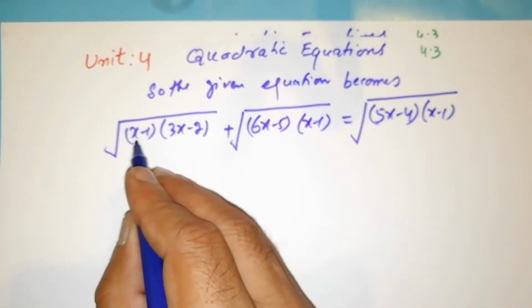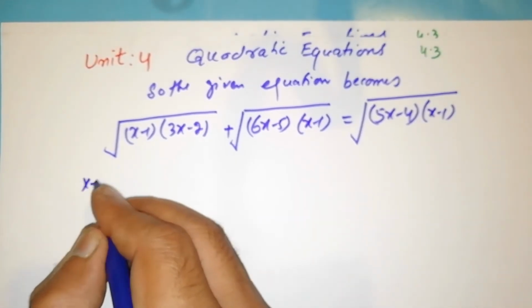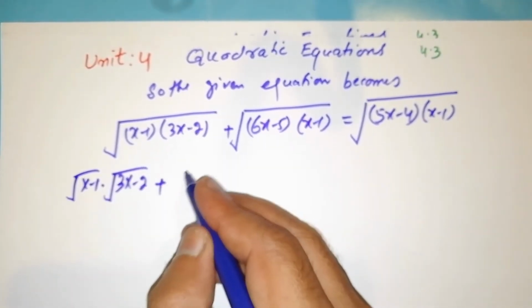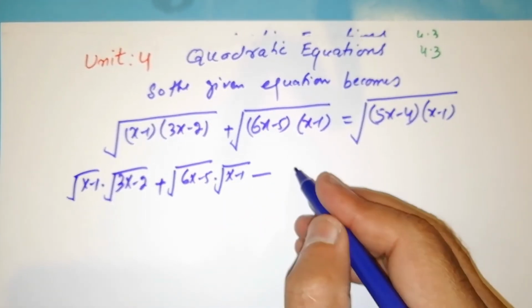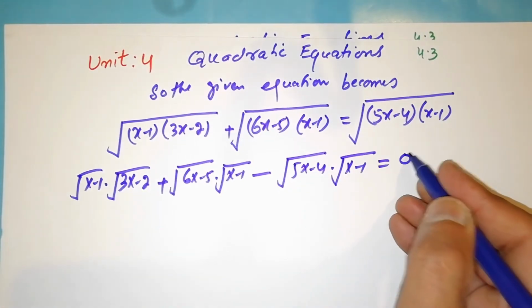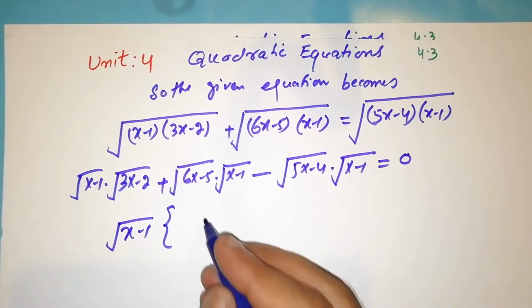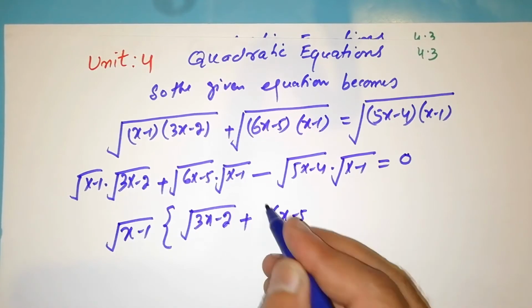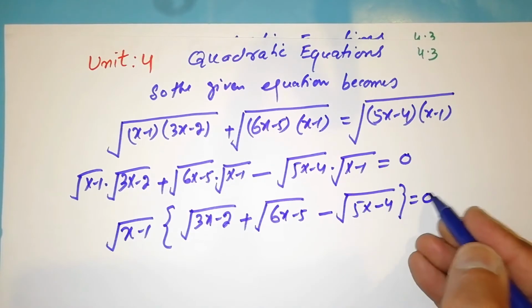So students, see these x minus 1, x minus 1 and this x minus 1, this is the common factor. So we have 3x minus 2 plus 6x minus 5, x minus 1 minus 5x minus 4 and x minus 1, this is equal to 0. We take x minus 1 square root as a common factor, so we have plus 6x minus 5 minus 5x minus 4, this is equal to 0.